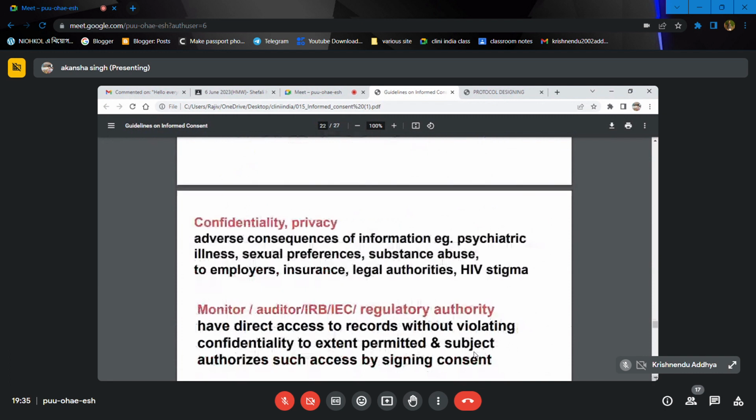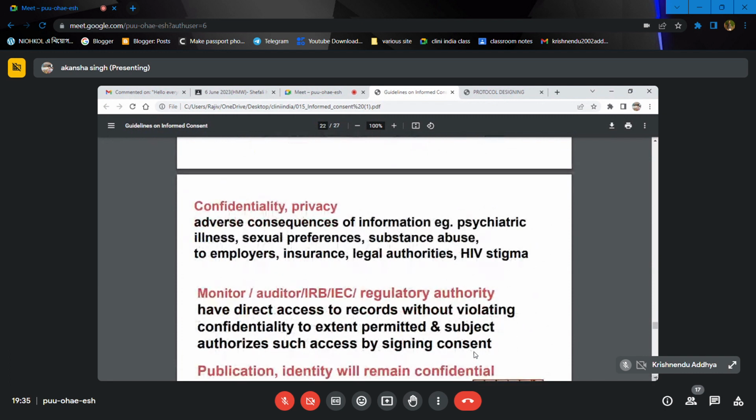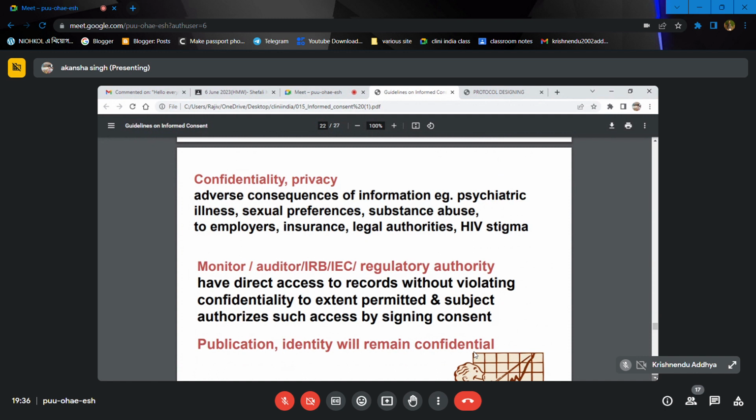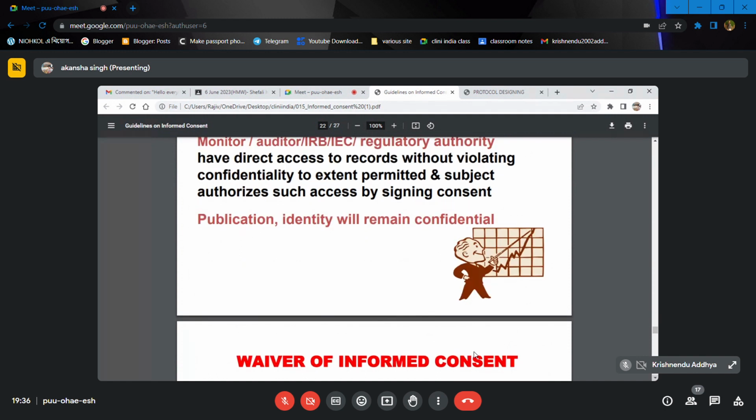Privacy and confidentiality: we have to assure them that the privacy and confidentiality of their report and data will be protected. The monitor, auditor, assessor, IRB and regulatory body have direct access to the source documents without violating the confidentiality of the subject. Such access has to be permitted, and the subject authorizes it by signing the consent form. We have to tell them that these people will have access but will not hamper their confidentiality. In publication, identification will also remain confidential.